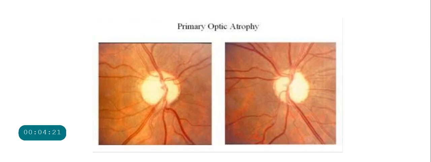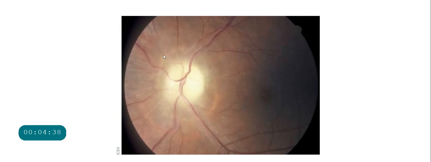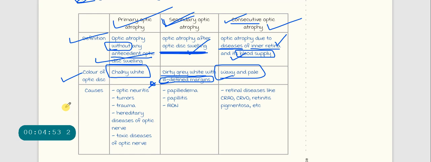The next is secondary optic atrophy. It is dirty gray and whitish in color, and it has an ill-defined margin. Remember students, it has an ill-defined margin. Let's see an image. You can clearly see it has an ill-defined margin. You can't distinguish the margins over here, and it is dirty and pale and grayish in color. Very simple. So the next thing that comes is the causes of the primary, secondary and consecutive optic atrophy.